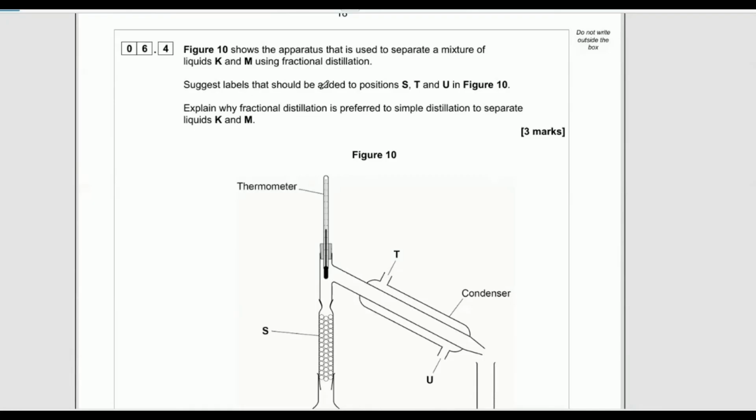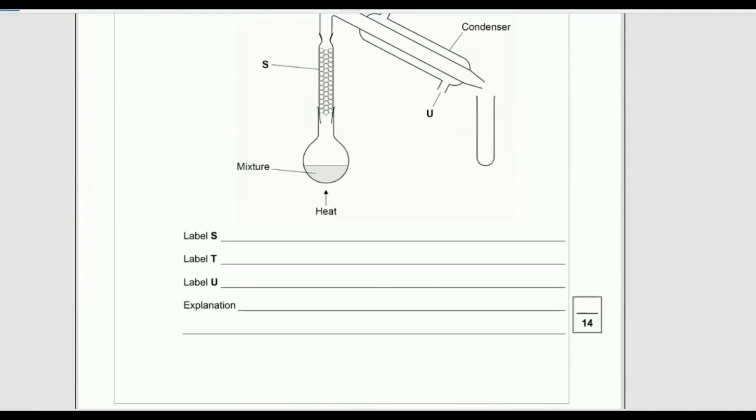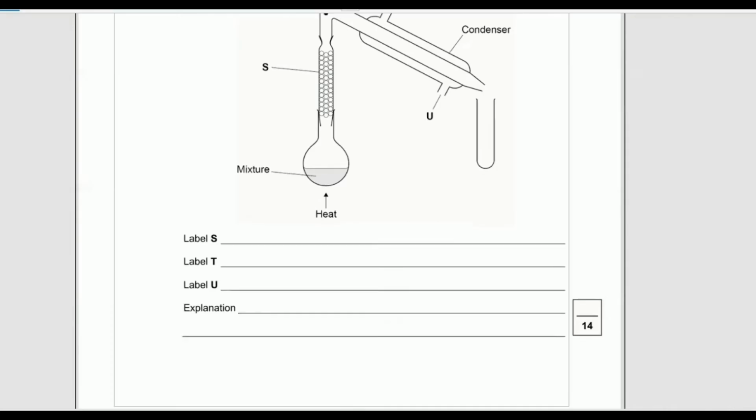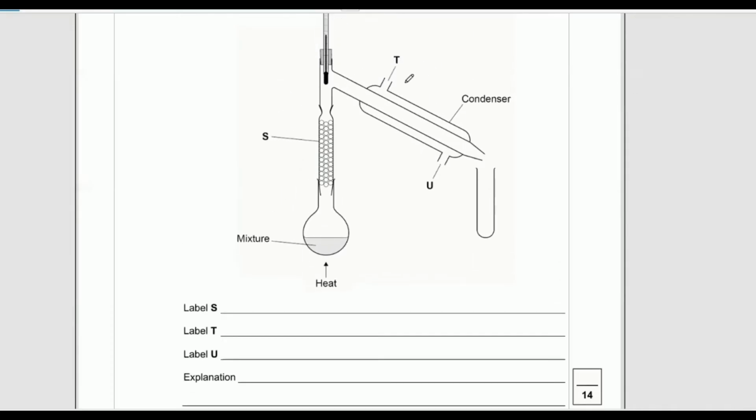Figure 10 shows the apparatus that's used to separate a mixture of liquids K and M using fractional distillation. Suggest labels that should be added to positions S, T, and U. So here we've got a big condenser, we've got some beads in a column, and we've got a thermometer. So what do you think S can be? Well, S is the overall column there. What do we call that column?